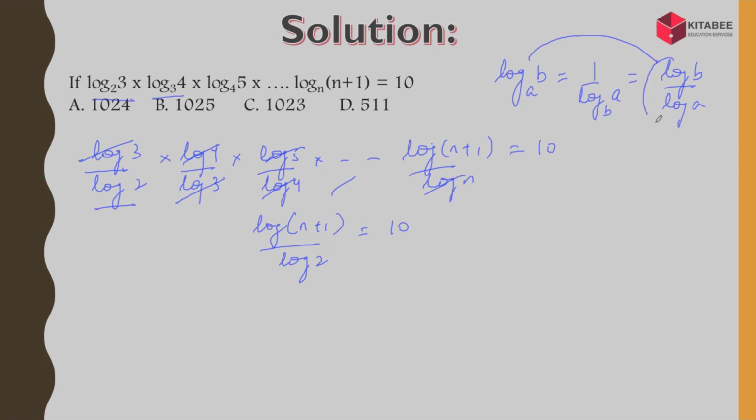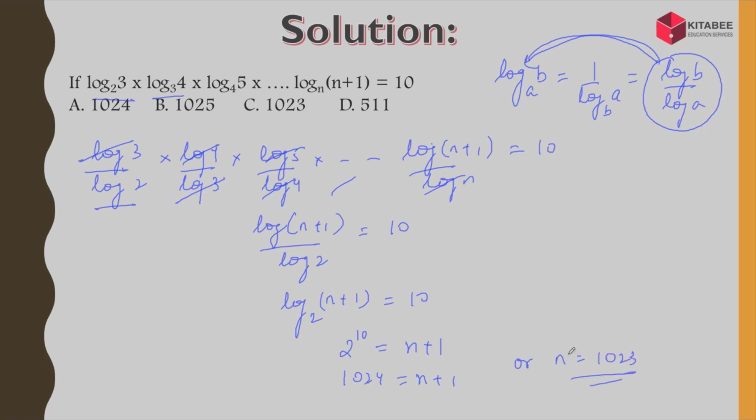Now we have obtained this sort of relation. We can write it this way as well. So I can convert it to log of n plus 1 to the base 2, and this is equal to 10, right? Further, we can convert it to the exponential form. So we get 2 to the power 10 equal to n plus 1, and 2 to the power 10 is basically 1024. So 1024 is equal to n plus 1, or we get the value of n equal to 1023. So the right answer would be option number C, which is 1023.